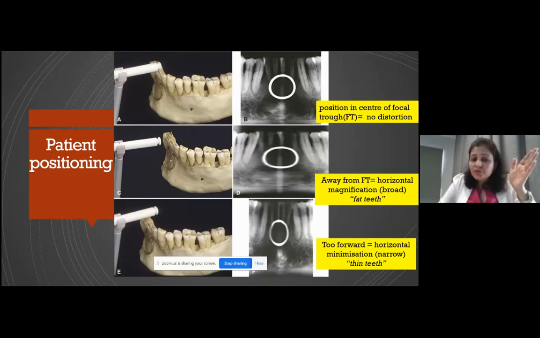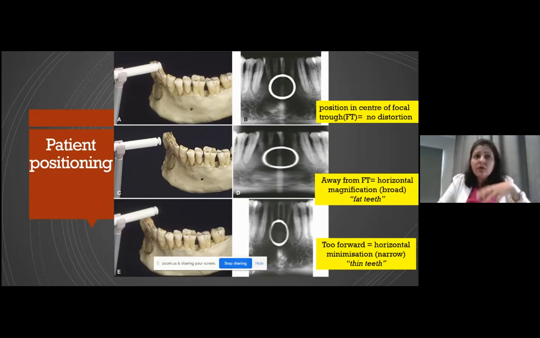But when the jaw was positioned far away, inwards, away from the focal trough, magnification of the teeth happened and they looked fatter. It was a horizontal magnification. So all the teeth looked fatter. When the jaw was placed too far forward, there was horizontal minimization and the ring, or the teeth, appear narrower. So to avoid these errors, it's important that the patient is positioned correctly in the focal trough.